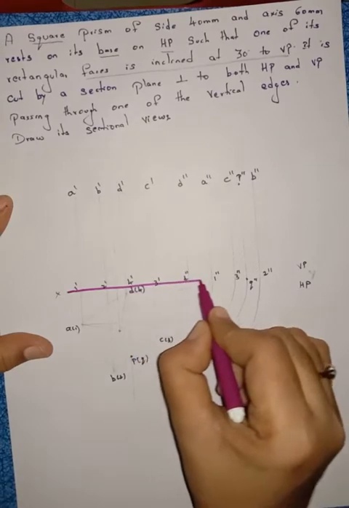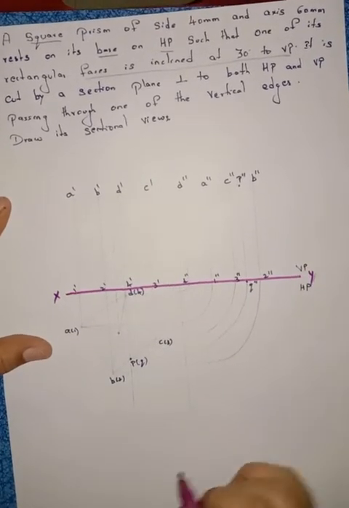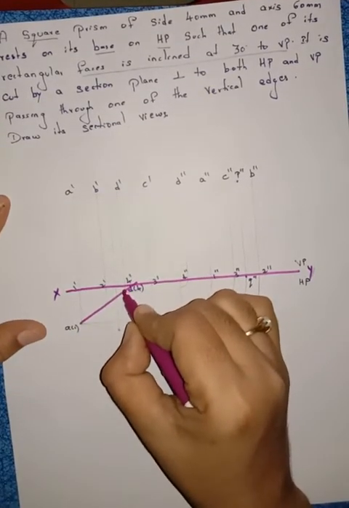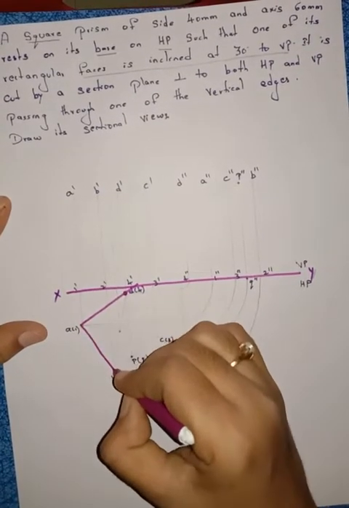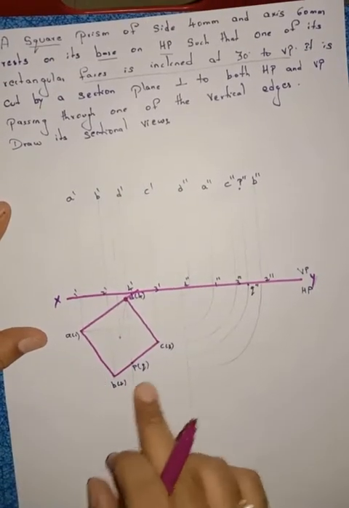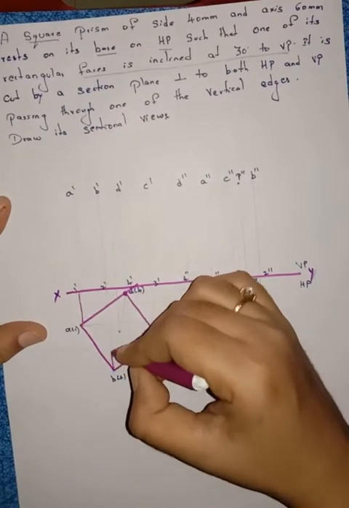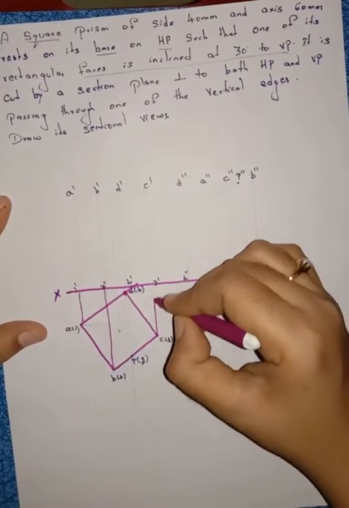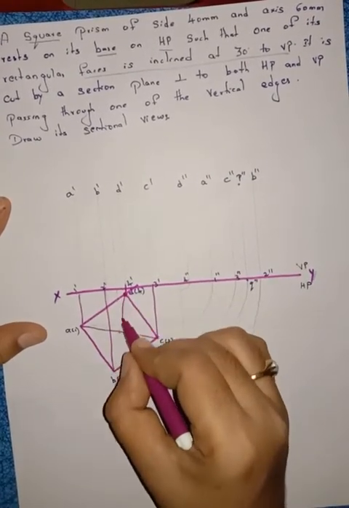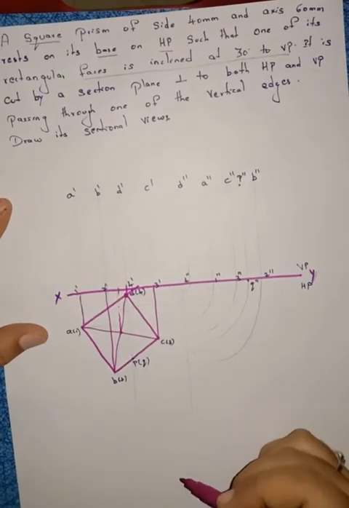Draw the reference line. Name it as XY, VP, HP. Take 30 degrees angle. Leave 5 mm gap. Construct the square here of length 40 mm, A, B, C, D. Project from A, from B, from C, from D. Mark the midpoint for this square. Draw the axis line here.